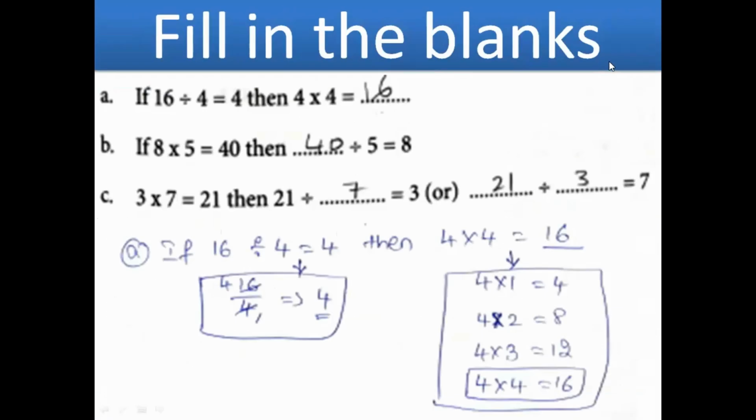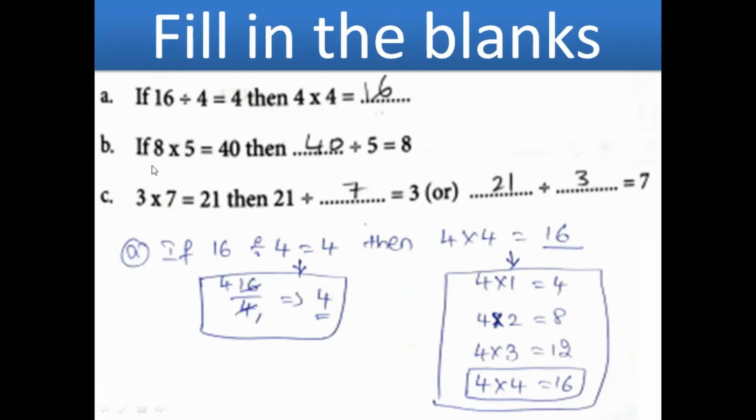Fill in the blanks. If 16 divided by 4 is equal to 4, then 4 into 4 is equal to how much? Read 4 4s 16. Answer is 16. See here, 16 divided by 4: 4 1 ja 4, 4 2 ja 8, 4 3 ja 12, 4 4 ja 16. Now 4 is the answer. 16 divided by 4 is equal to 4. 4 into 4 is equal to 16.